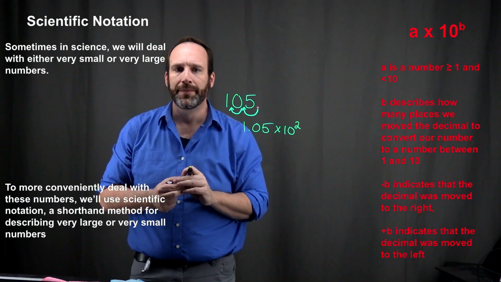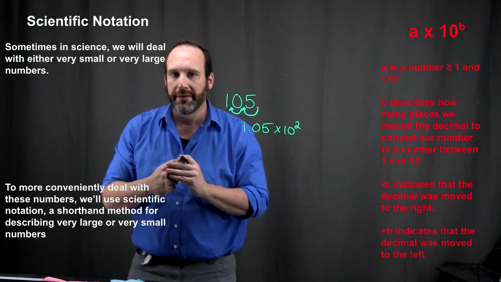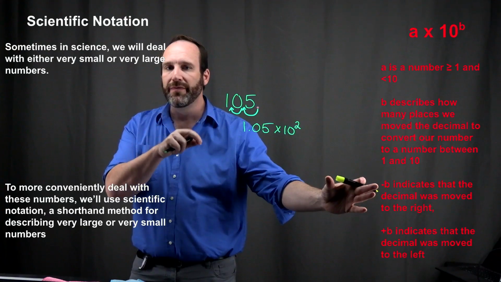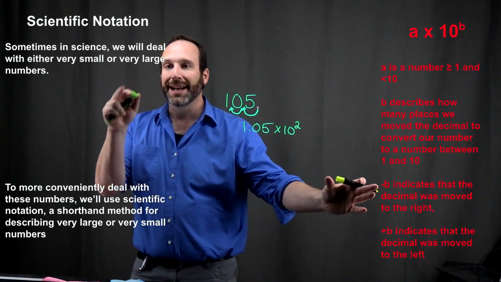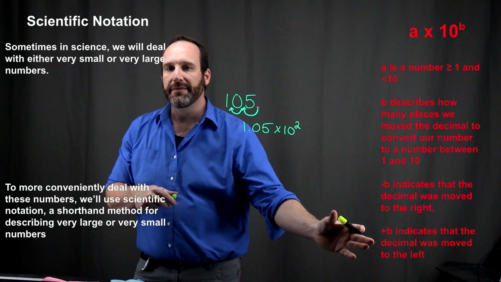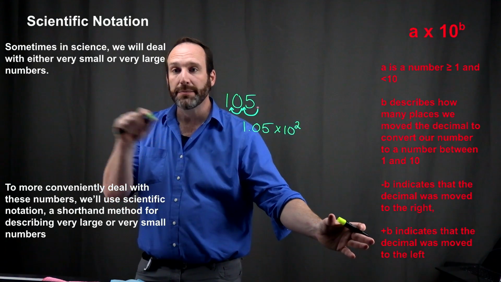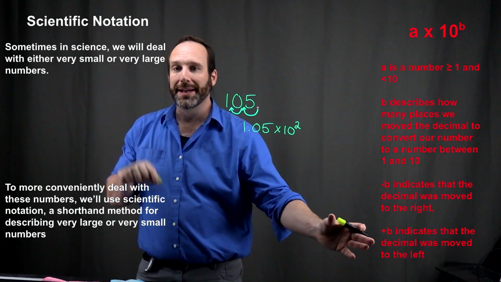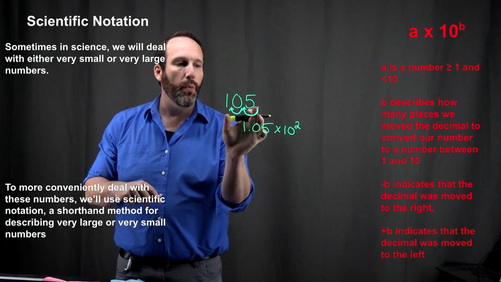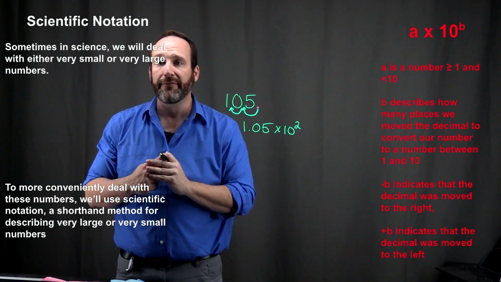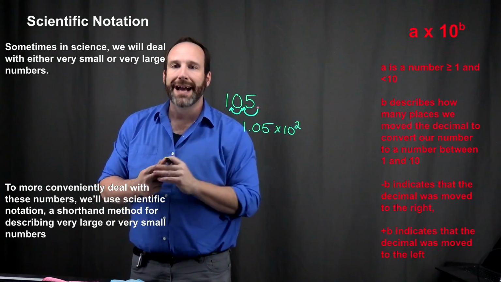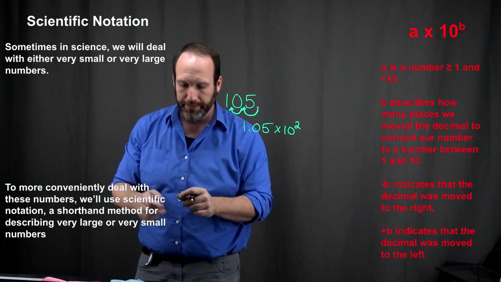be a negative 2? Well, the rule says that a negative exponent indicates that we had to move the decimal to the right to get our number into scientific notation. And a positive exponent indicates that we move the decimal to the left to get our number into scientific notation. And that's what happened here. We moved our decimal 2 places to the left to get it into scientific notation. So we would want this exponent to be a positive 2.